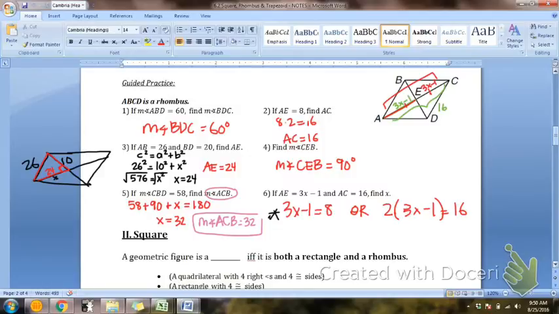3x minus 1 equals 8, so x equals 3. Yep. How would you go back to 16? It's now 3x minus 1 plus 8 equals 16. You could do that as well. That would work as well, yes. Did you still get x to be 3? Yeah?